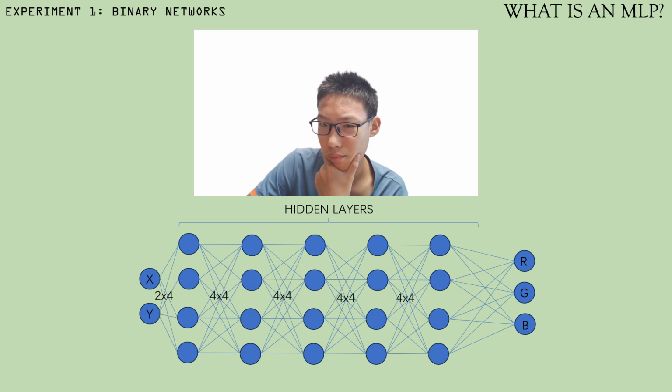Now, it's the same for all other hidden layers, and also the output layer. It's 4x3 because as you can see here, there are 4 neurons connecting to 3 neurons, therefore there are 12 connections here, 16 connections for every hidden layer, and 8 connections here.